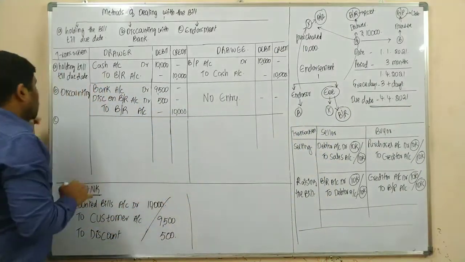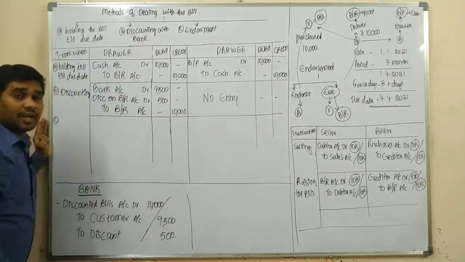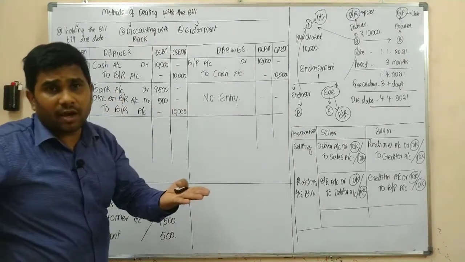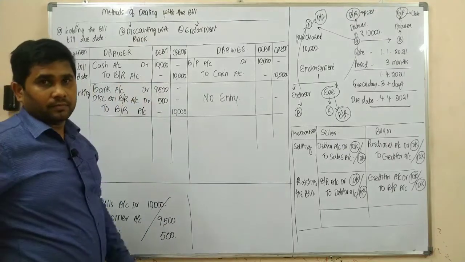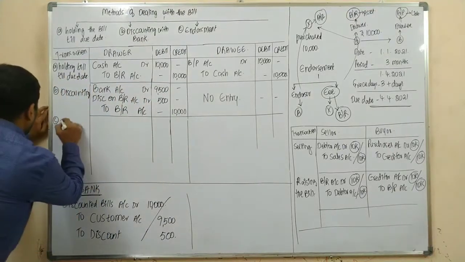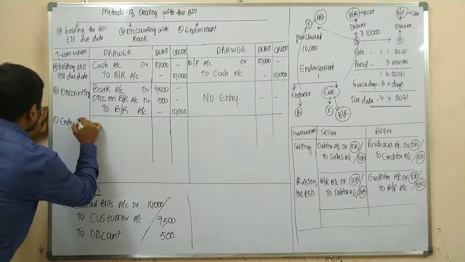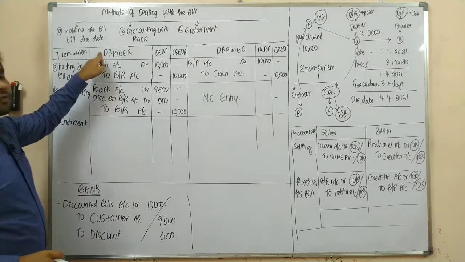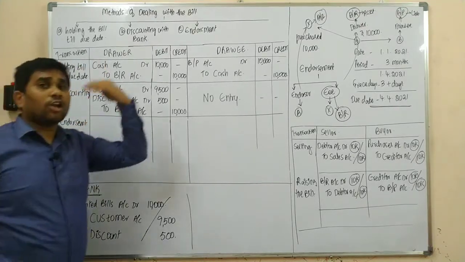Now, upon endorsement, what is the meaning of endorsement? Endorsement is nothing but transferring the right to receive the money on the bill to another party. Now, what is the journal entry in the books of Drawee upon endorsement of the bill?